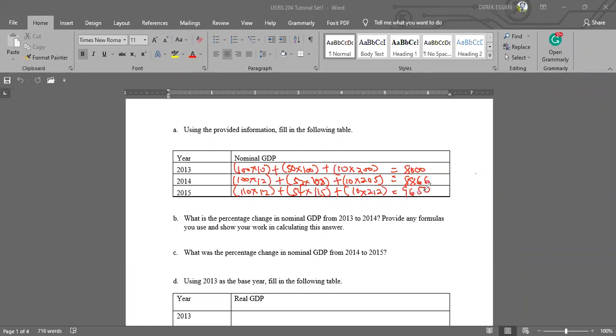9650. Okay. So you see, that is the nominal GDP for 2013, nominal for 2014, nominal for 2015. Now, the B question is asking, what is the percentage change in nominal GDP from 2013 to 2014? So we are looking for the percentage change between this and that. And remember the last time we did this. If I want to find a change, okay, so answer.